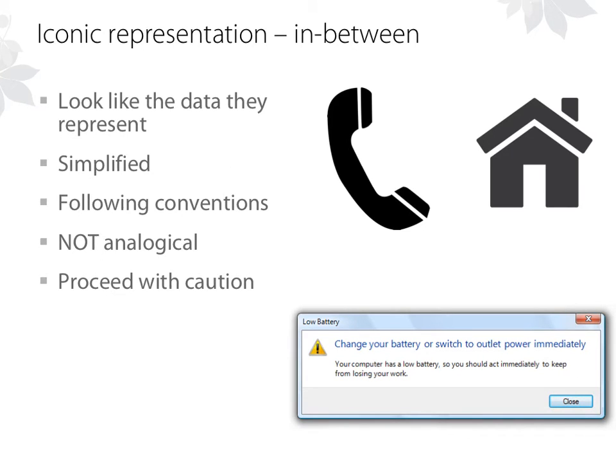And the last representation type is an iconic representation. This is kind of in between analogical and propositional. So they do look like the data they represent. They are symbolic in that way. They're simplified. They follow standard conventions that a certain culture or series of cultures can agree upon. For example, this is for a phone, although I can't imagine that anybody reading or listening to this right now uses a phone that looks like this anymore.